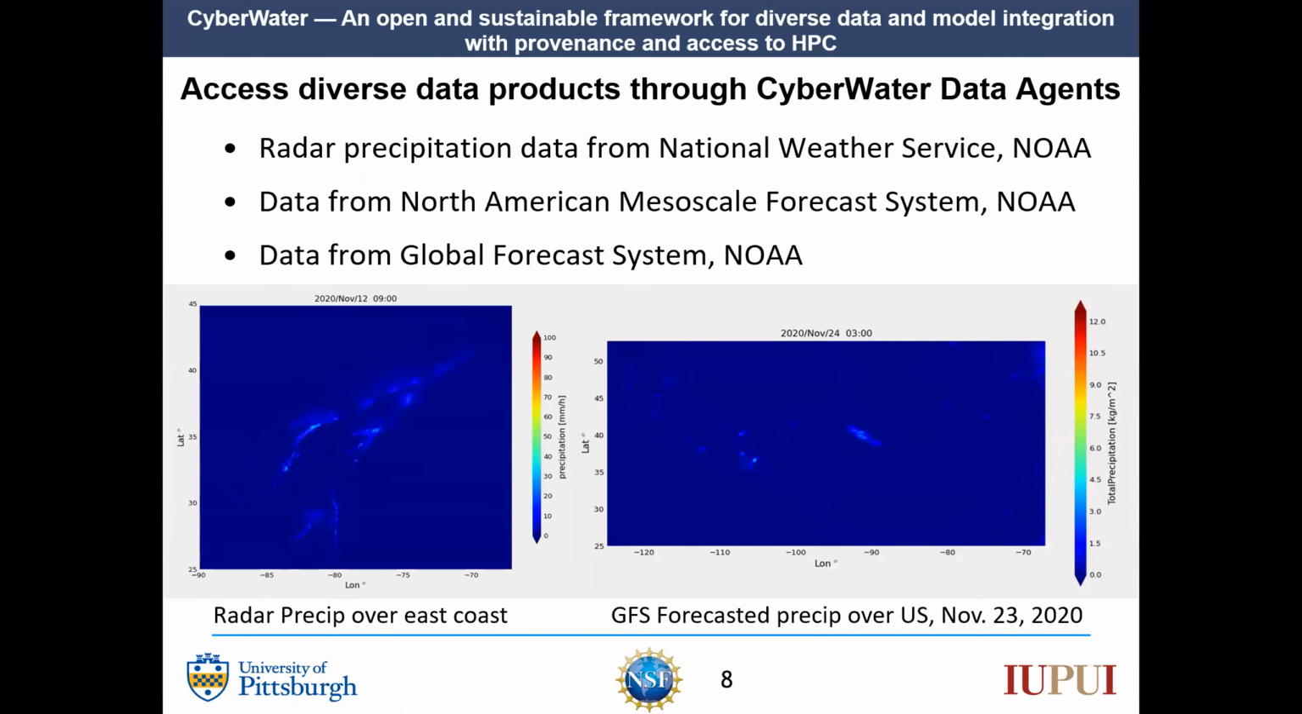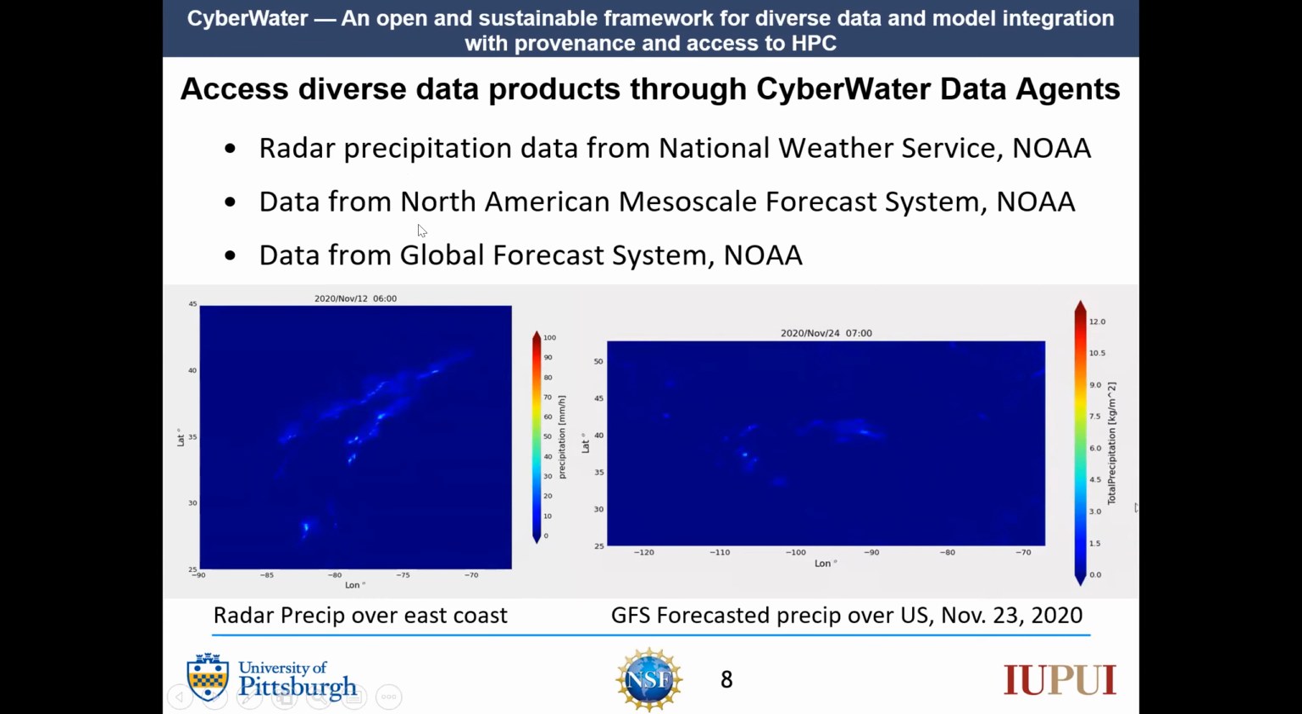Okay, here are some examples where the diverse data products are accessed through CyberWater Data Agents. Up till now, we have developed more than 10 data agents, which allows us to access in real time automatically different data products from different data providers. For example, we have a radar data agent, which allows us to automatically in real time access the radar precipitation data provided by National Weather Service, which is shown up here.